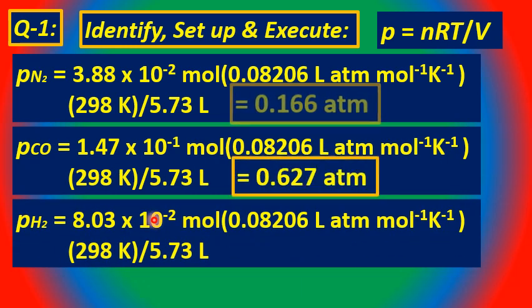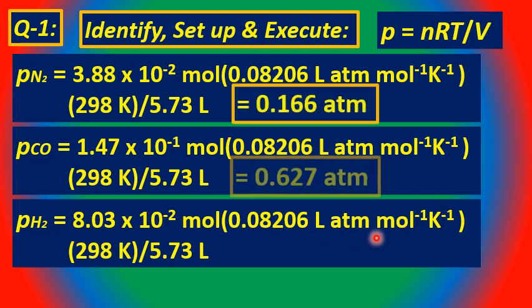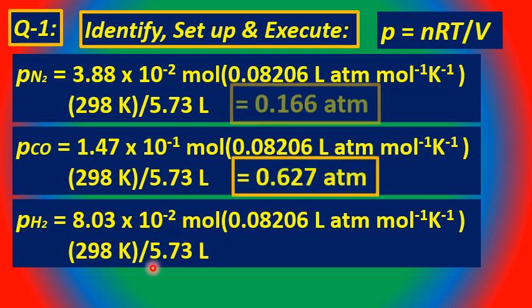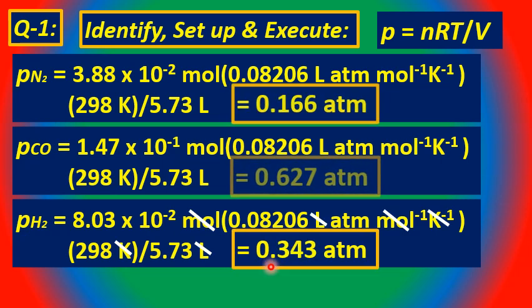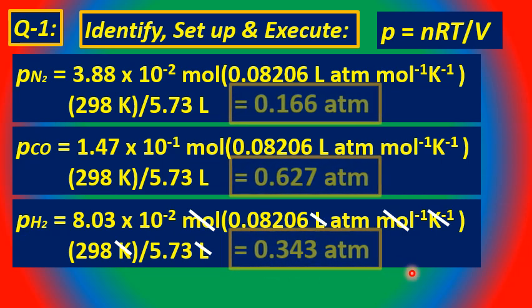And similarly, for the partial pressure of the hydrogen gas, whose number of moles is 8.03 times 10 to the negative 2 power, that's in mole. Again, multiplying that by the constant, big R, and the same absolute temperature, and then divided by the same volume, we get the partial pressure for the hydrogen gas equal to 0.343 atmospheres.